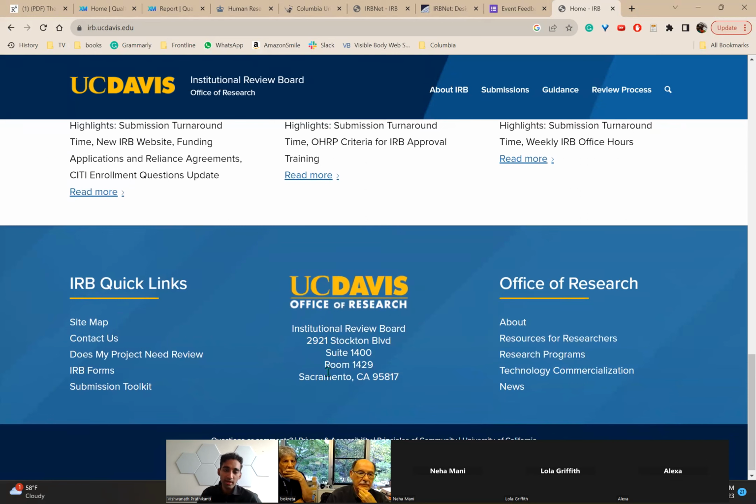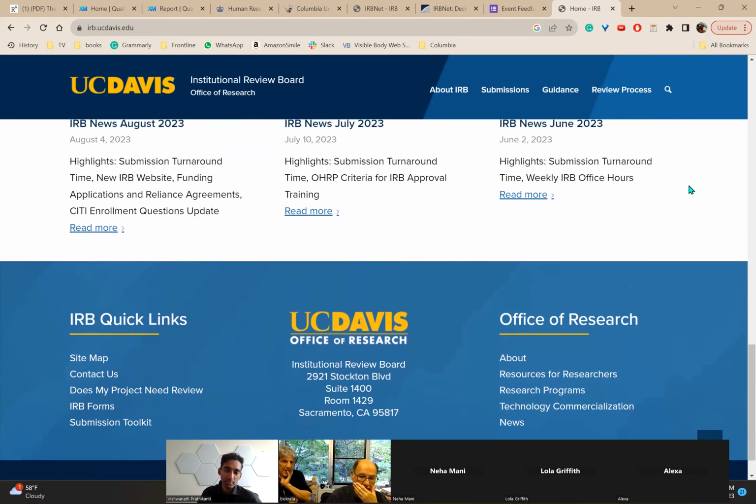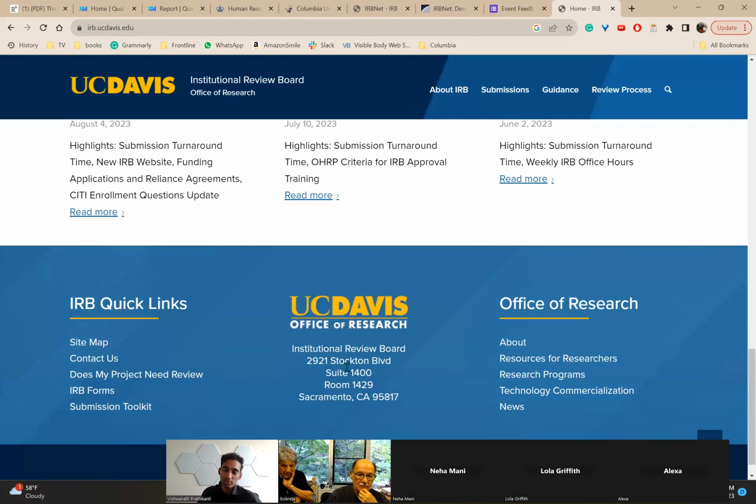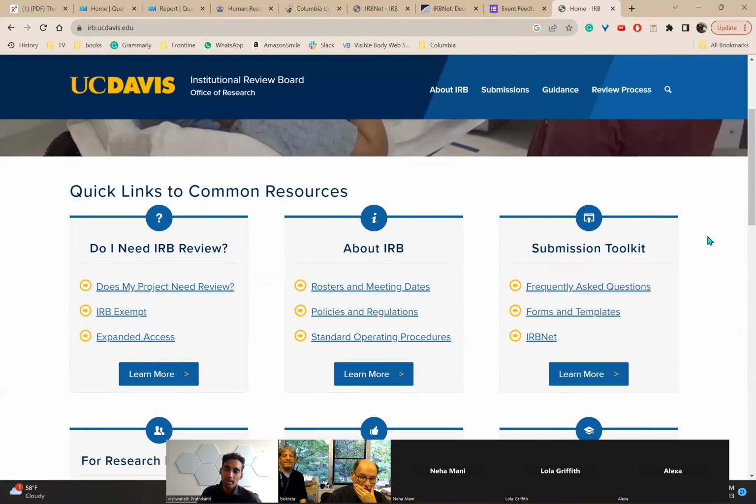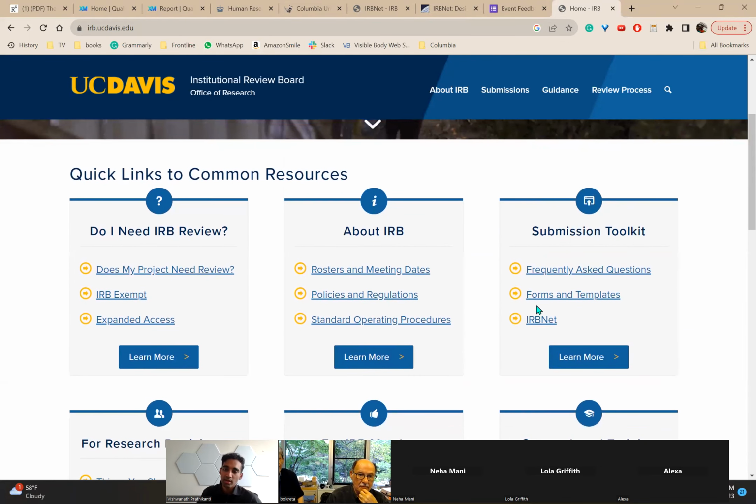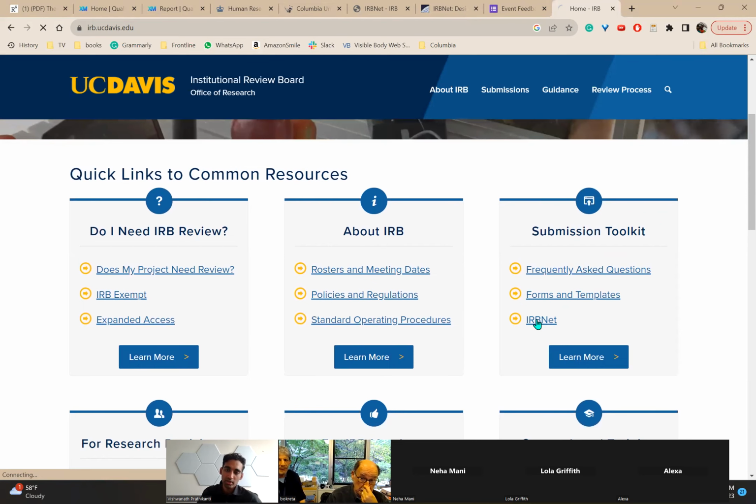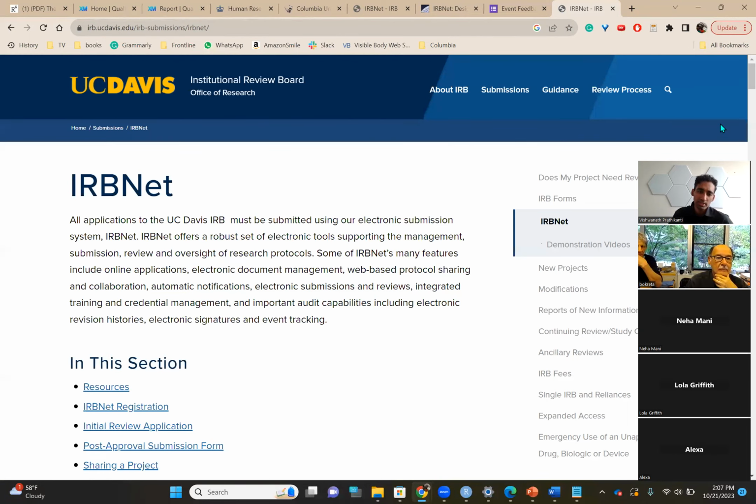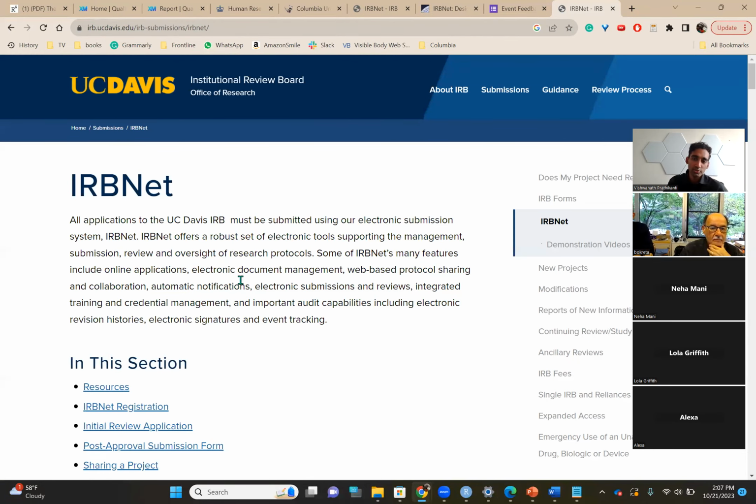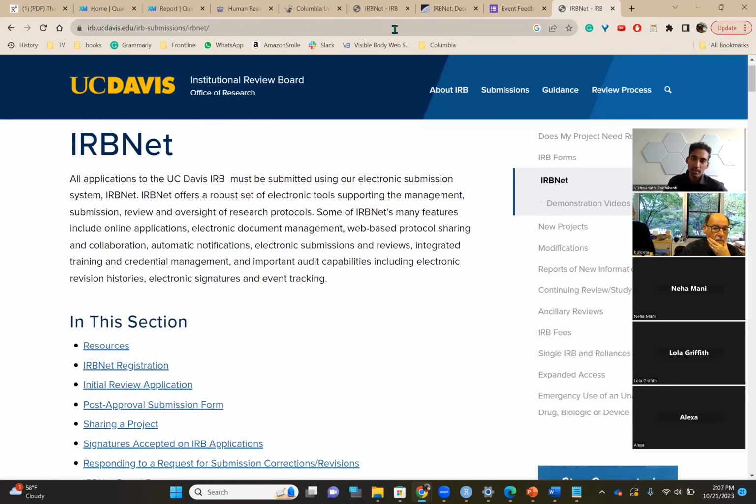They have the office address right here. If you're at UC Davis, you can go into this office and get a human being to teach you how to do this. But for most universities, it's very simple. You go to the submission toolkit and click on either forms and templates or go straight to the submission launcher. UC Davis uses IRB.net, and we'll go into what kinds of IRB websites other institutions use. But just as an example, UC Davis uses IRB.net.